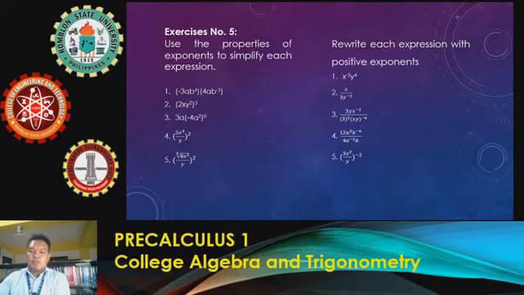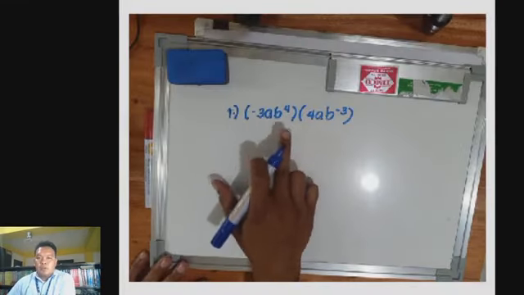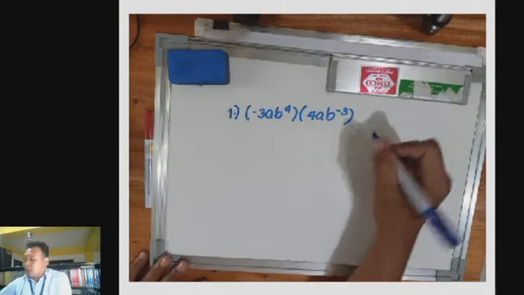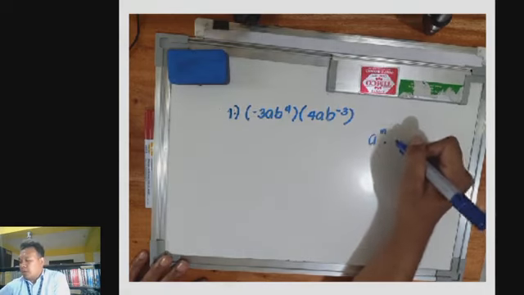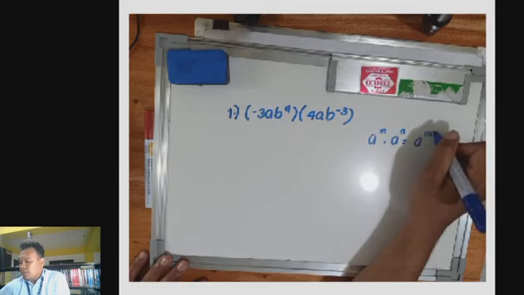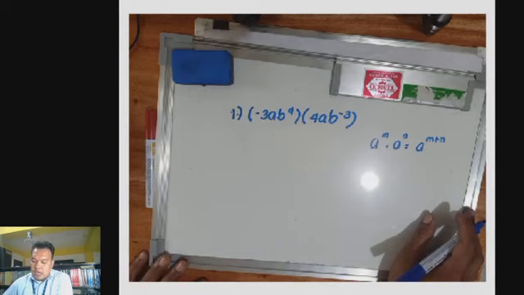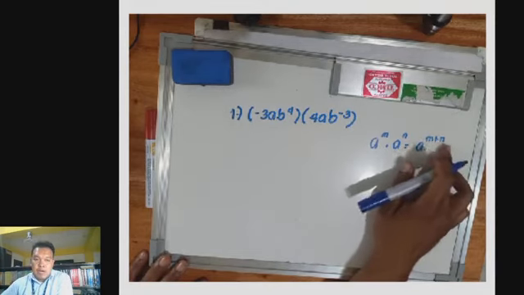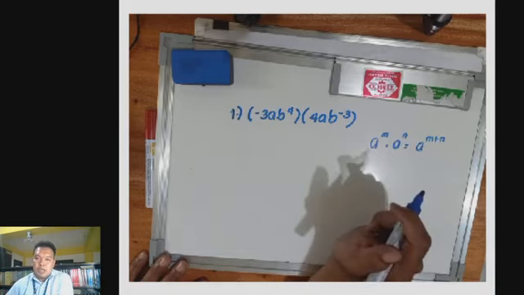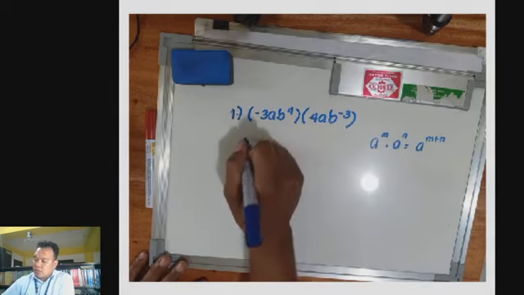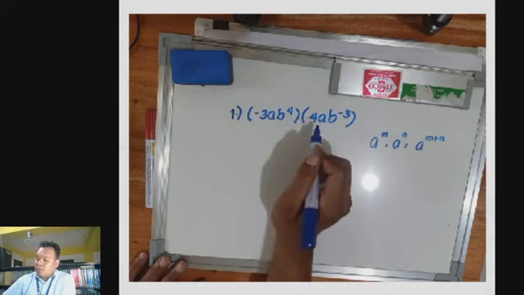So, for example, number 1, we have negative 3ab raised to 4 multiplied by 4ab raised to negative 3. So, we can say na negative 3ab4 multiplied by quantity 4ab negative 3. So, we have properties which is a raised to m multiplied by a raised to n is equivalent to a raised to m plus n. So, therefore, mangyayari, ipa-plus lang po natin yung power, no? O yung numbers dun sa taas or yung exponents ng variable natin.